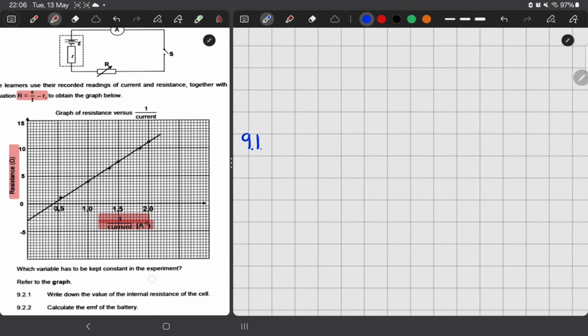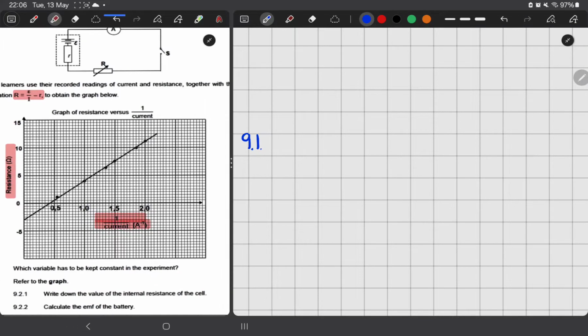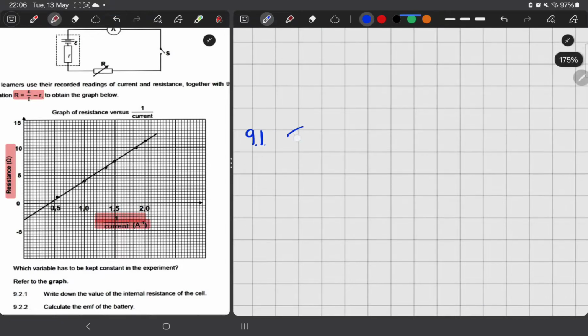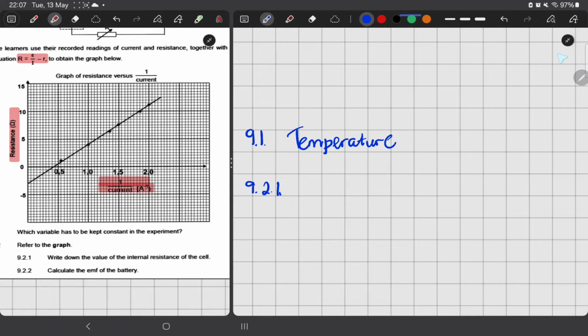They say, which variable has to be kept constant in this experiment? It will always be temperature. Remember, when you are stating Ohm's law, it states that the potential difference across the ends of a conductor is directly proportional to the current, provided the temperature is kept constant. So temperature will always be a constant variable whenever you are dealing with circuits.